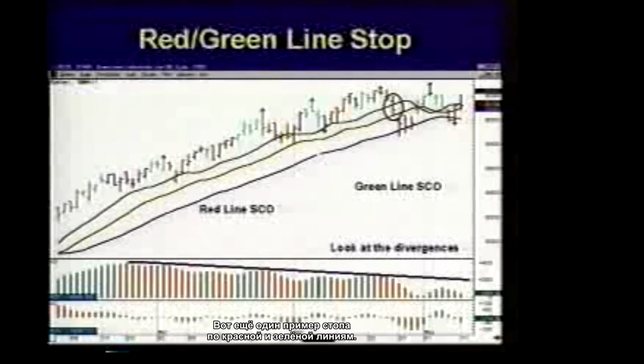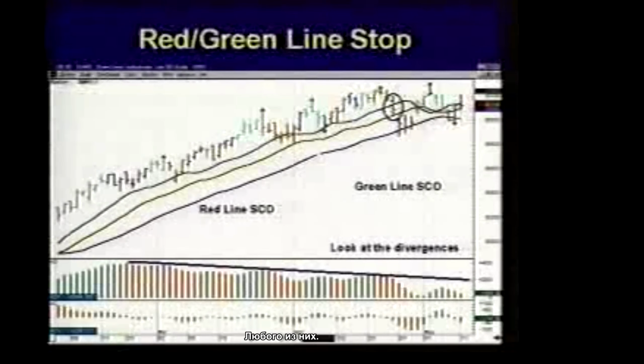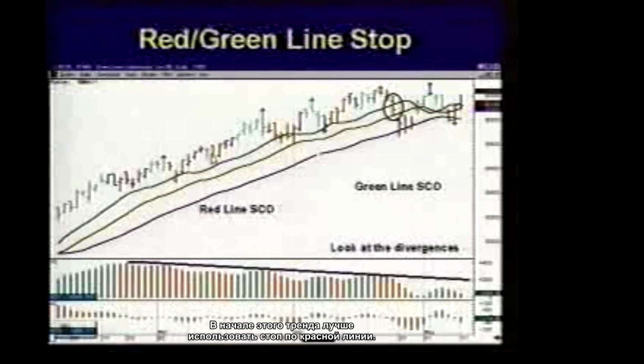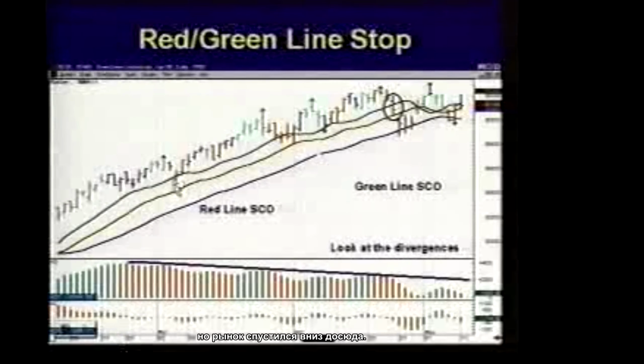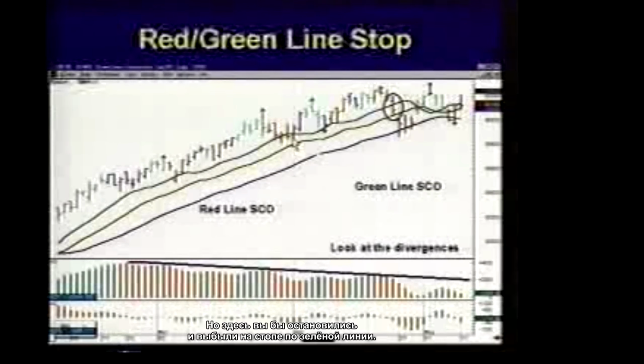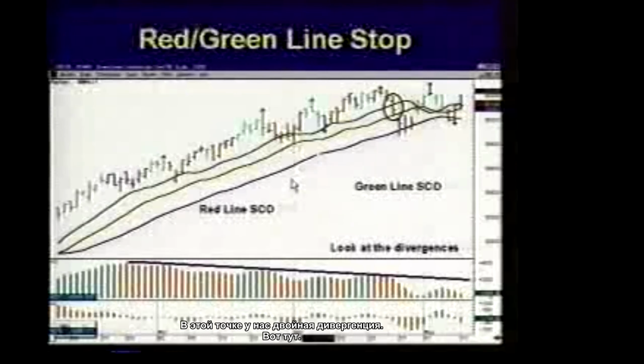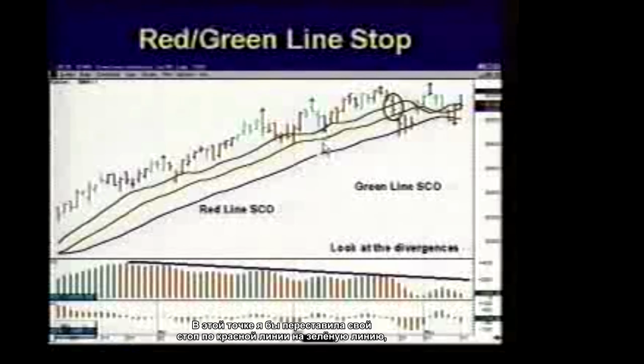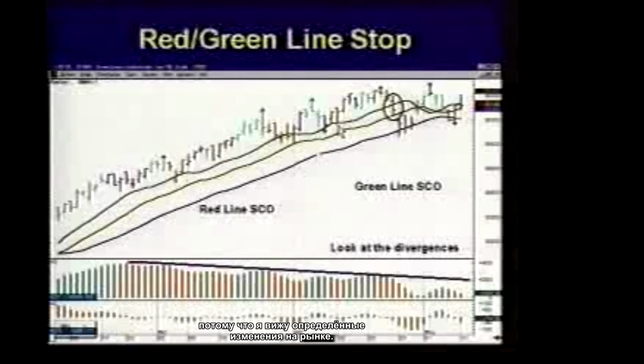Okay, and here's another example of a red line, green line stop. Either one. At the beginning of this trend, you would have probably wanted to use a red line stop. Notice that in this case, you wouldn't have been stopped out, but the market pulled here. But here, you would have been stopped out with a green line stop. But at this point, we now have a double divergence right here. This is the point where I probably would have changed my red line stop, pulled it up to a green line stop, because I'm starting to see some changes in the market.